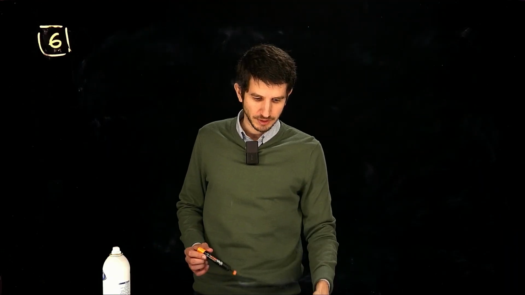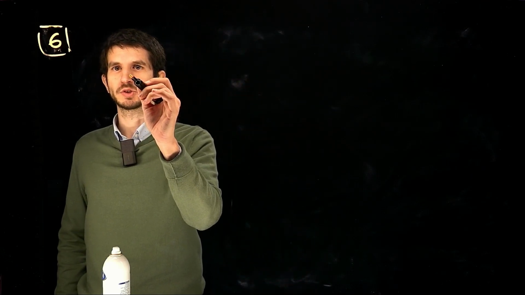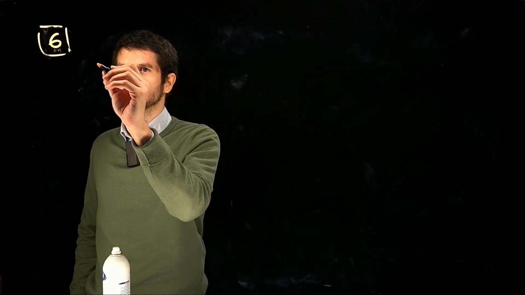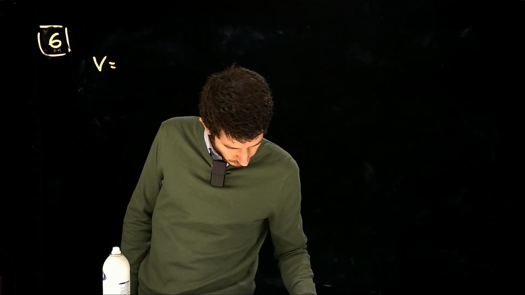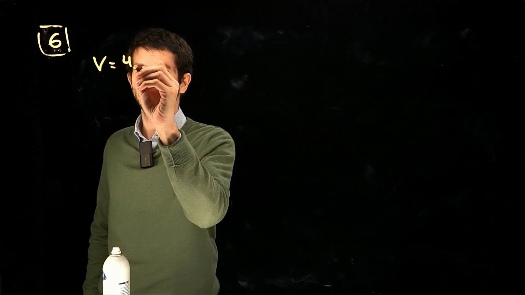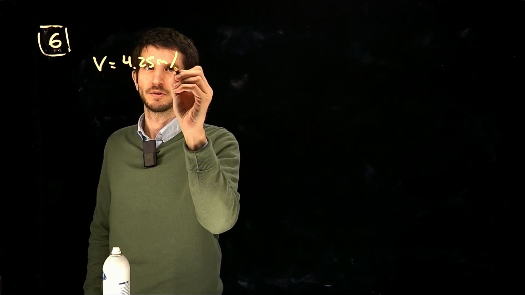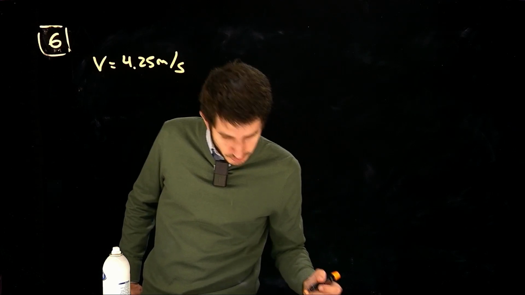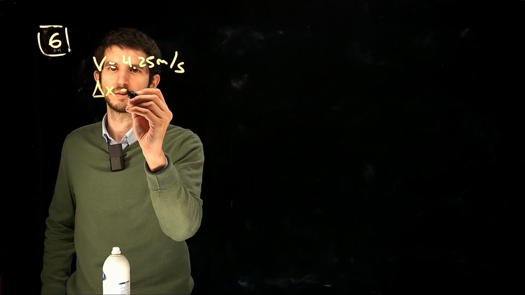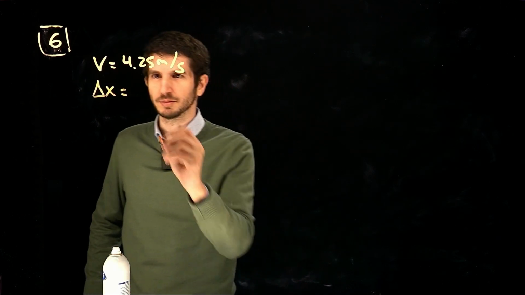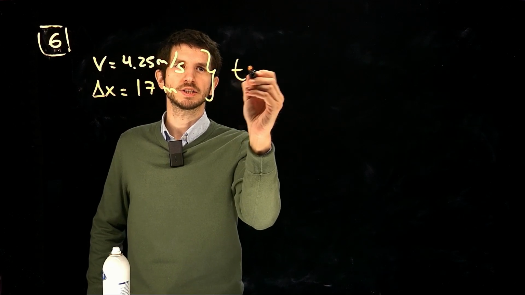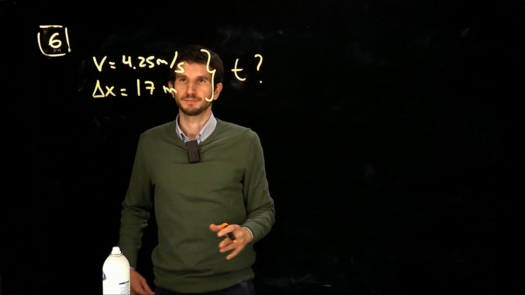Let's see another problem. This is problem 6 from discussion, and this is a case of a robot rolling through a shop, and it says the robot is traveling at a constant velocity of 4.25 meters per second, and the distance it covers is 17 meters. Now the question is, how long does it take to make this motion?